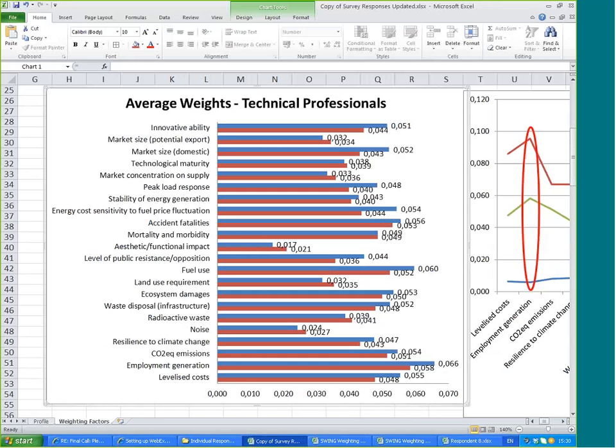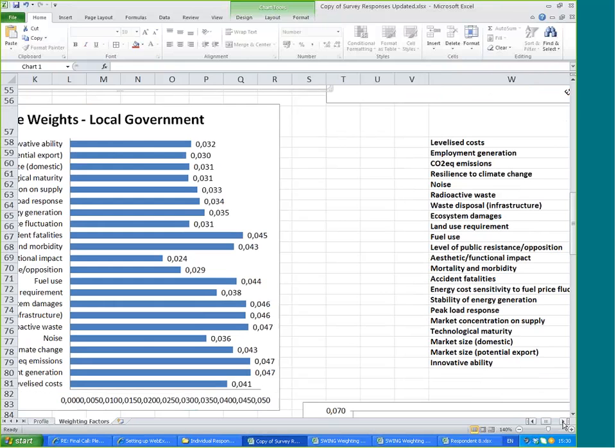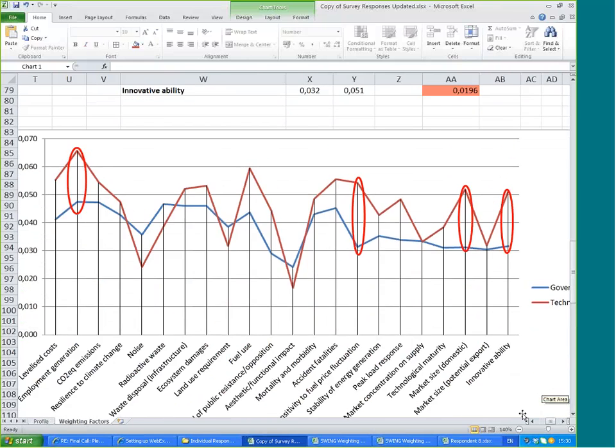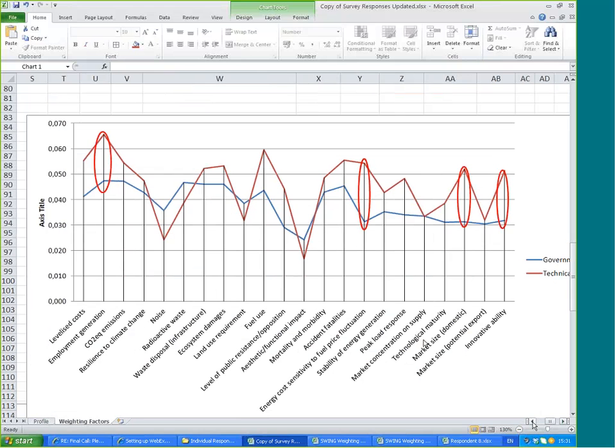So we see here the technical professionals, since it was one of the dominant groups, you can see that their preferences coincide with the average values as well, right? But then again, we can show the difference between local governments and technical professionals here. Maybe it will be nice to reflect a little bit on those criteria where we see the main differences. So we see fuel price fluctuation as highly evaluated by the technical professionals, employment generation, of course, as we discussed before.